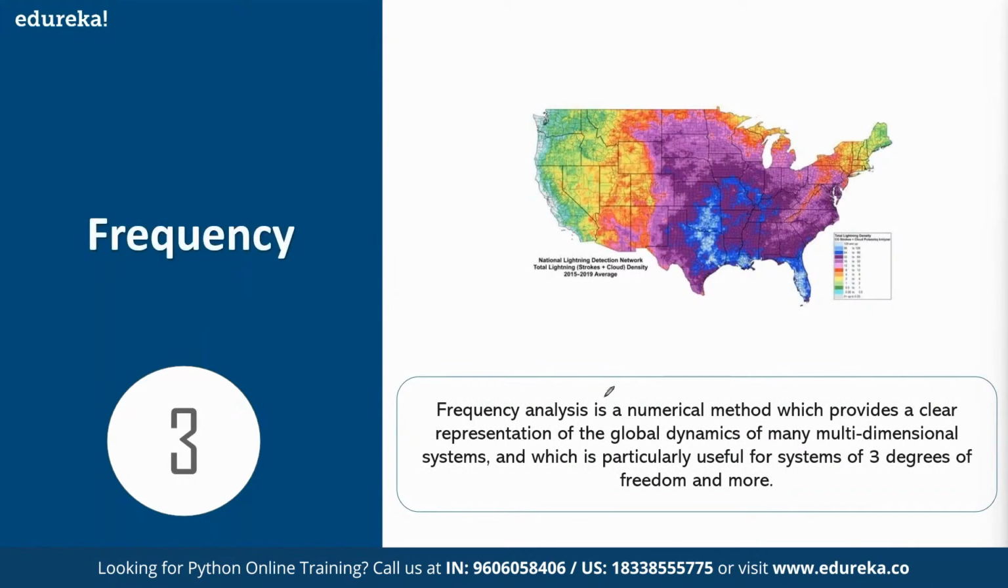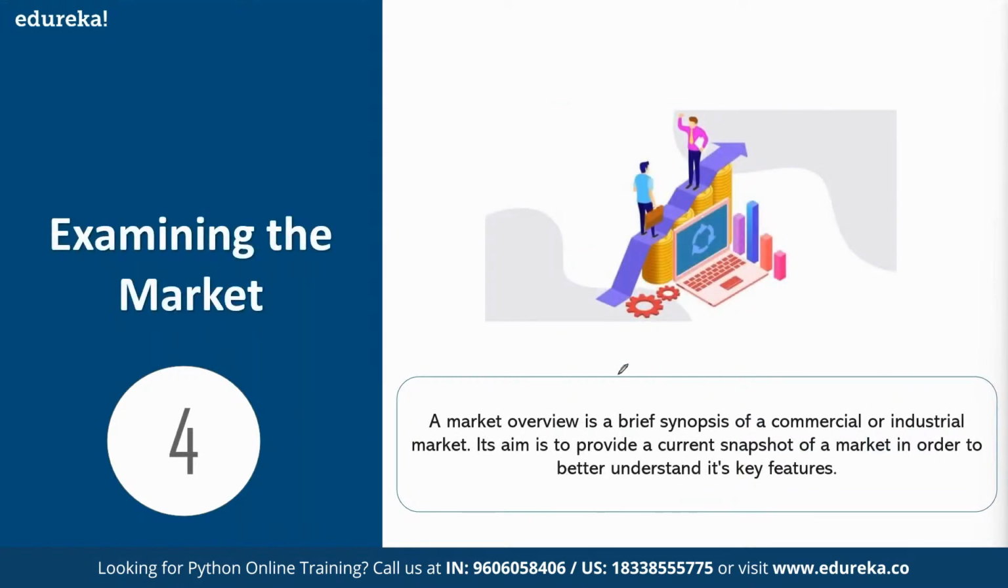Okay, and it will also help us in analyzing the frequency. Frequency analysis is a numerical method which provides a clear representation of the global dynamics of many multidimensional systems. Another example can be analyzing the hotspots in given spatial data, which comes under spatial analytics. And we can examine the markets. A market overview is a brief synopsis of a commercial or industrial market. It aims to provide a current snapshot of the market in order to better understand the key features.